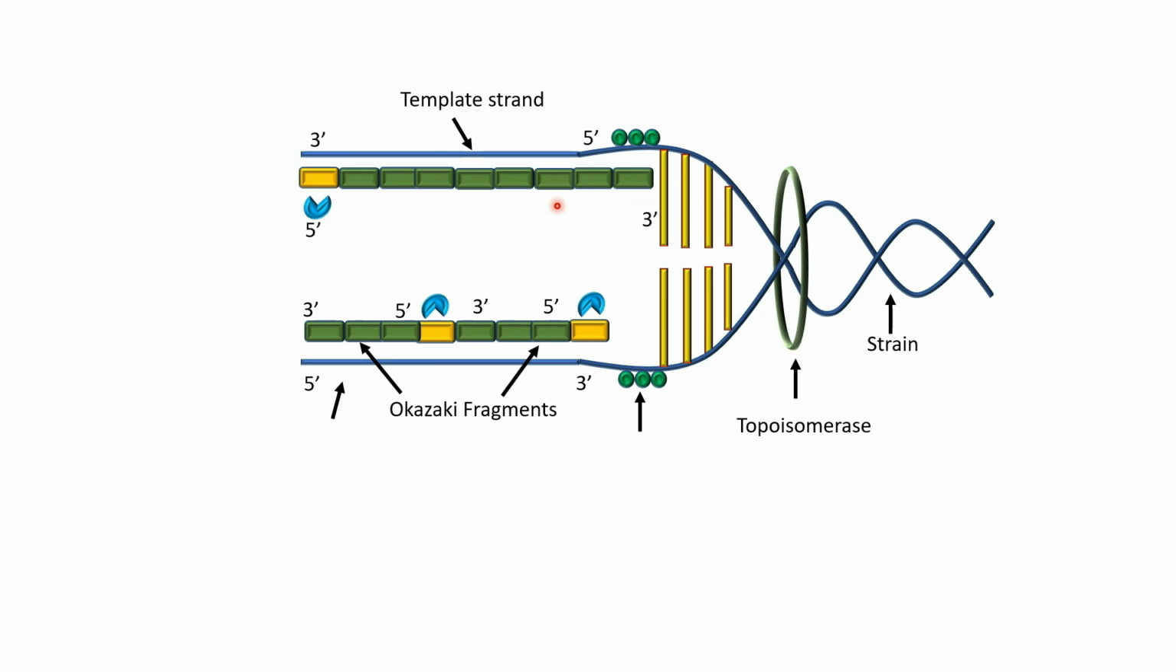Flap endonuclease 1 marks the start of this step. These enzymes work to remove the RNA primer portion of the newly synthesized strand. Once the primers are removed, DNA polymerase I gets activated to fill the gaps and synthesize the missing part. Finally, ligase enzyme makes the sugar phosphate bonds between Okazaki fragments to fill the gap. This is how DNA replicates in eukaryotes.